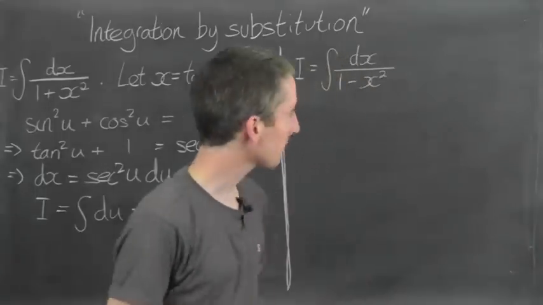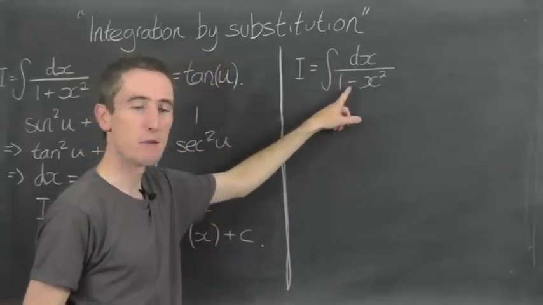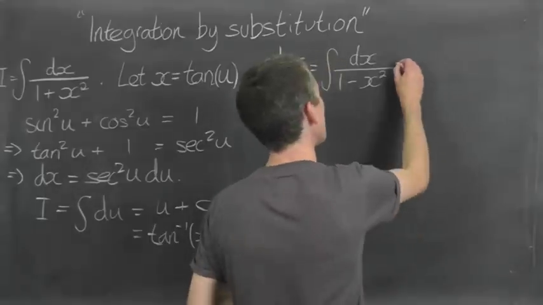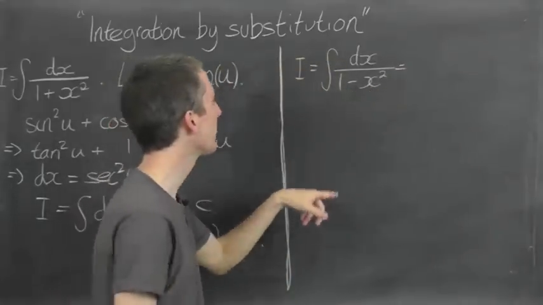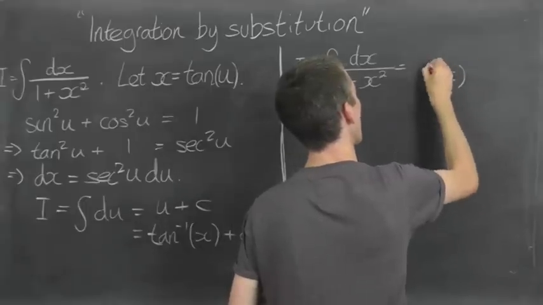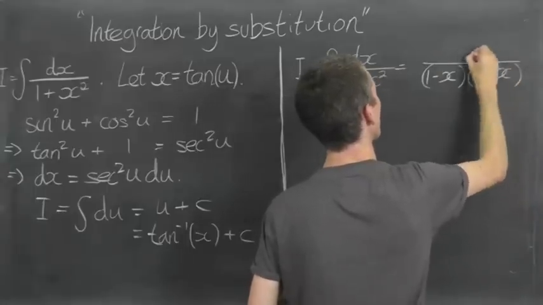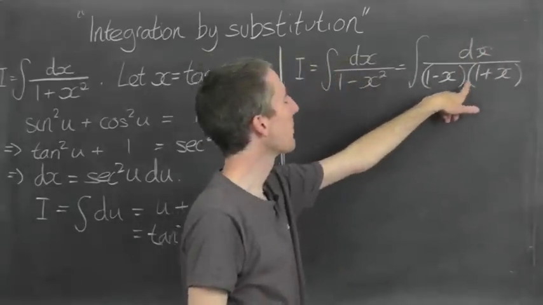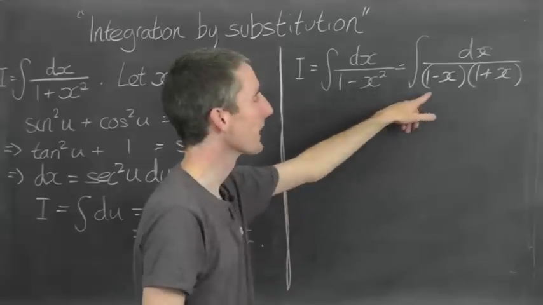Now moving on to the right-hand side, we have the same looking integrand, but this time with a minus sign. And this time we can proceed in a different fashion because the denominator can be factorized. So I can factorize that as 1 minus x times 1 plus x. Just check that for yourselves. When we multiply this out, the cross terms will cancel and we're left with 1 minus x squared.